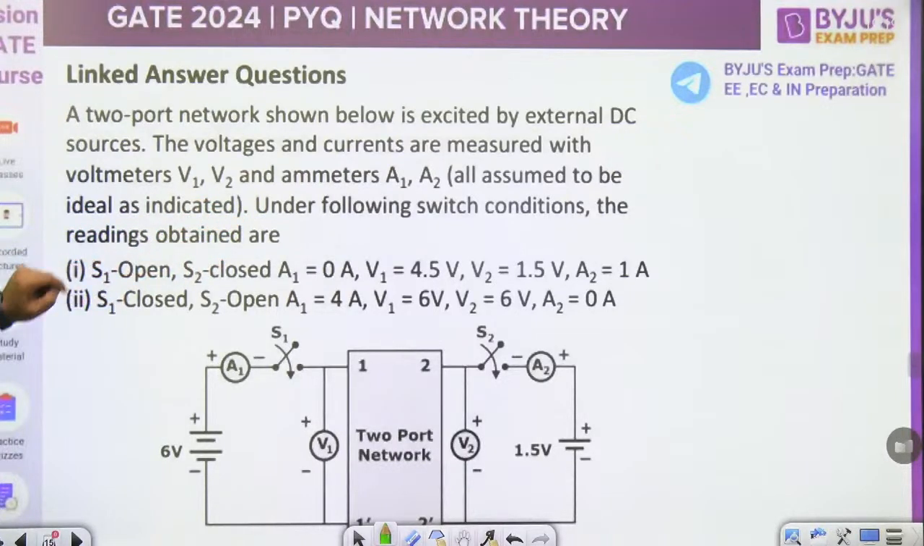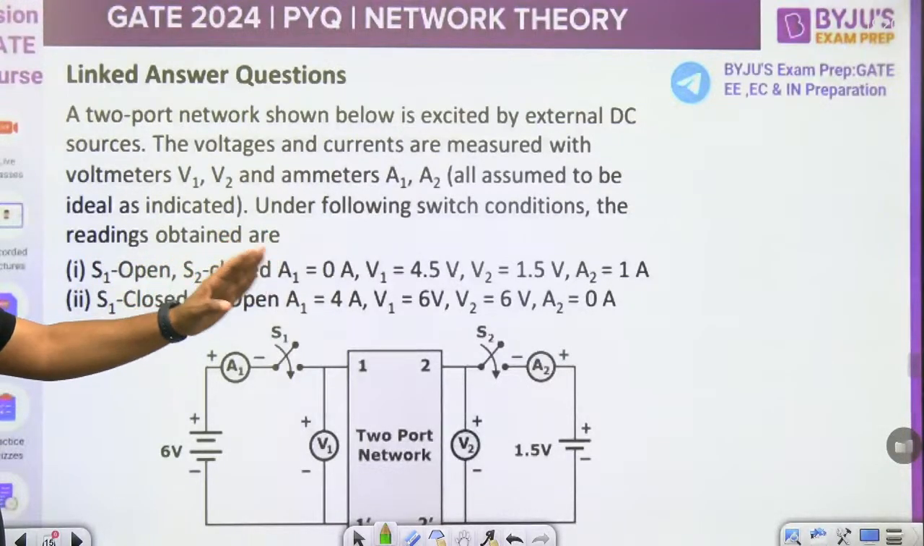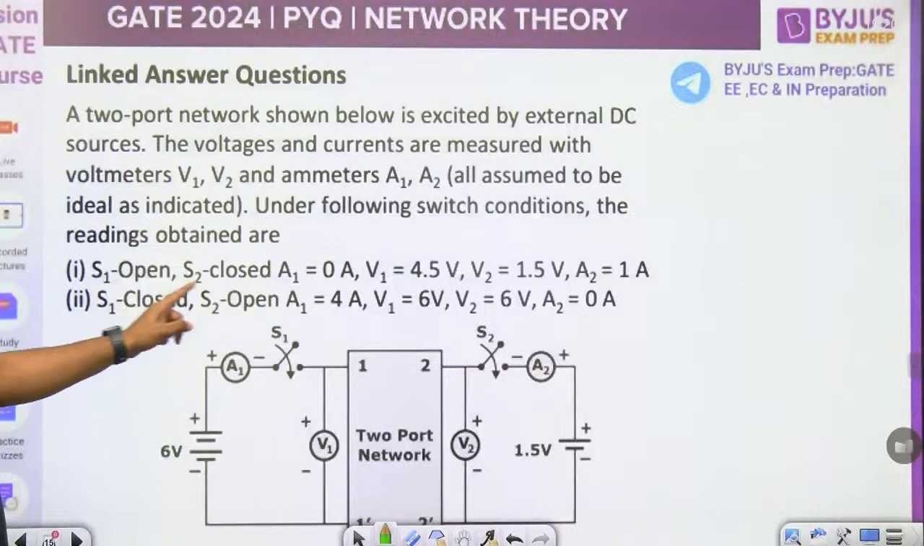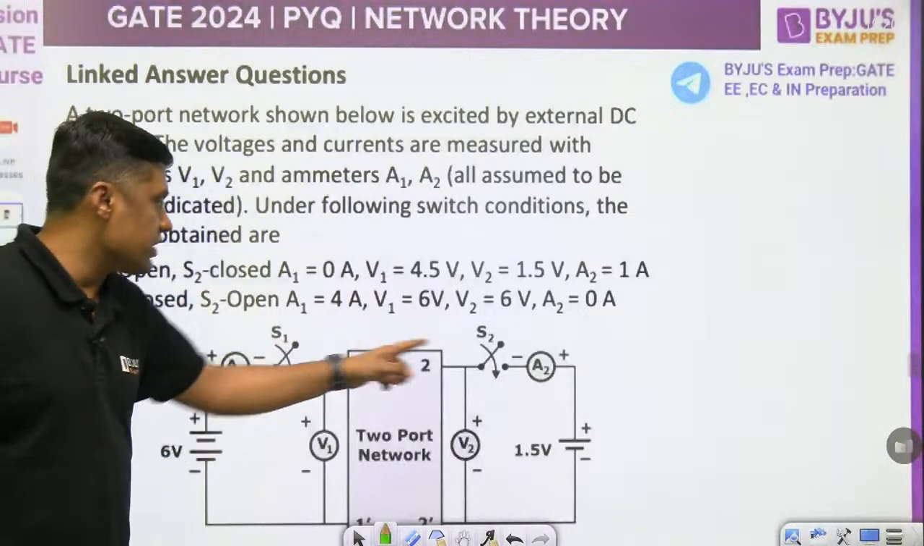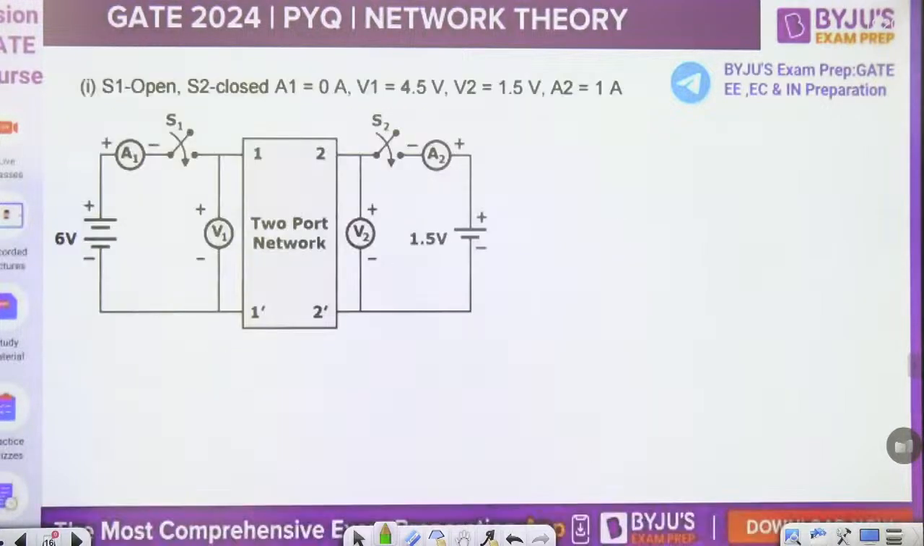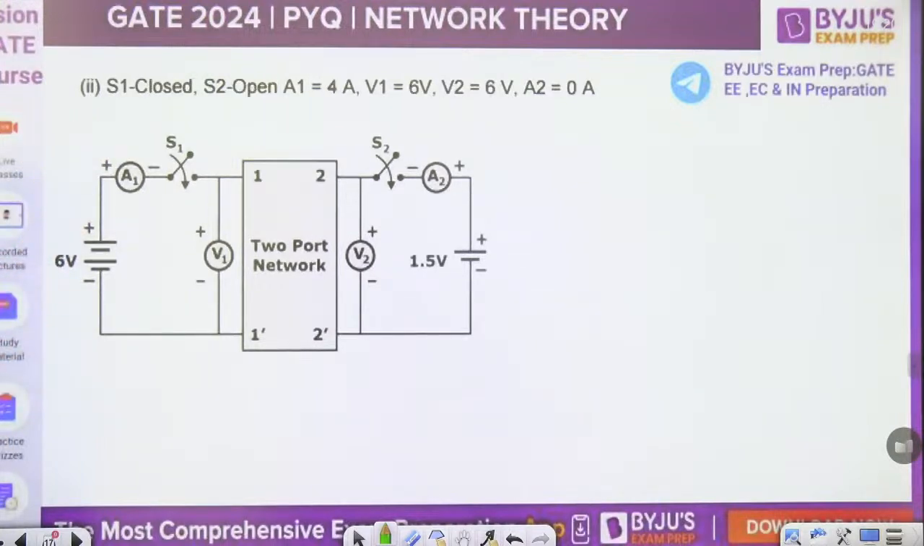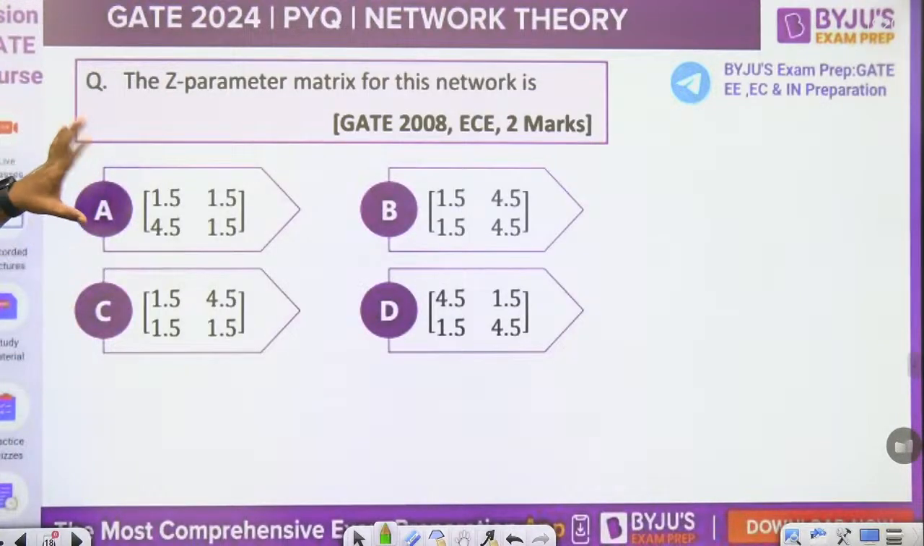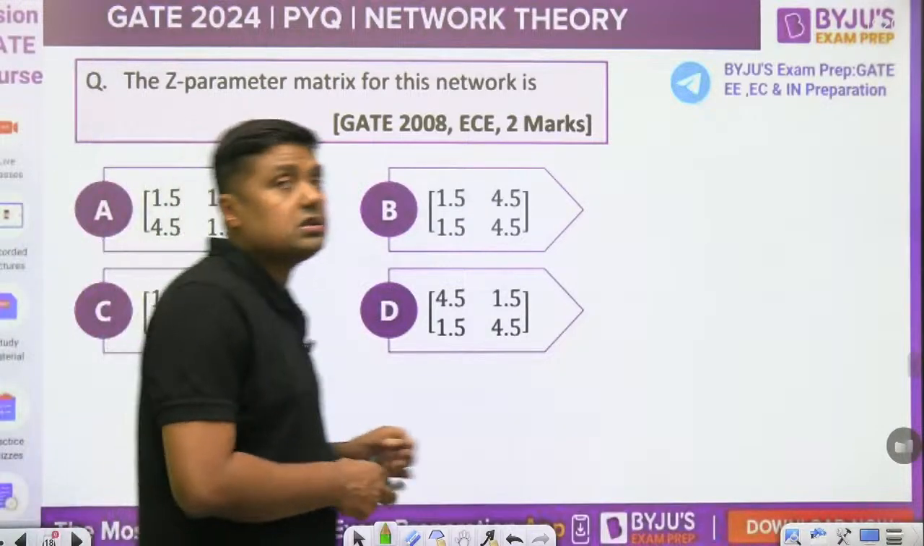Under the following switch conditions, the readings obtained are: S1 open, S2 closed, that is A1, V1, V2, A2; S1 closed, S2 open, that is the condition. Now, these conditions are given, and what is asked here? First of all, read the question: the Z parameter matrix for this network. What is the Z parameter?